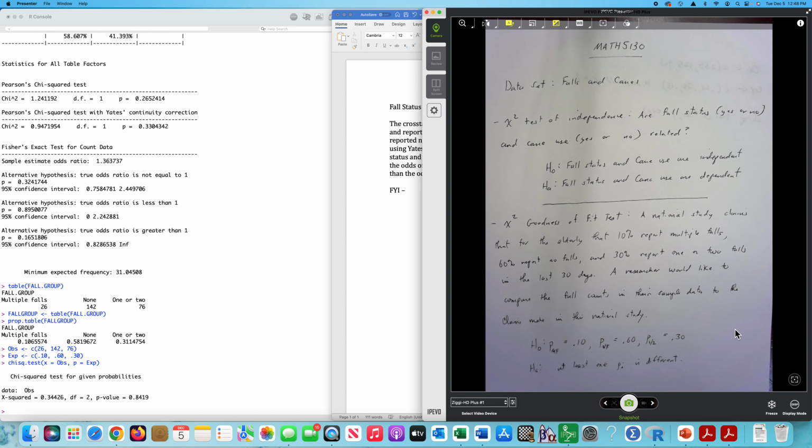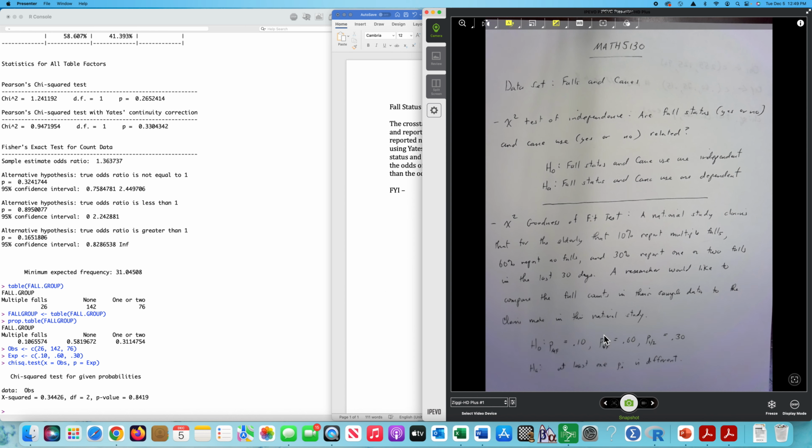So let's shift gears to the chi-square goodness of fit. Let's say that some theory or national study claims that for the elderly, 10% report multiple falls, 60% report no falls, and 30% report 1 or 2 falls. Multiple falls would be 3 or more in this context, and these reports are within the last 30 days. So a researcher would like to compare the fall counts in this sample data that I have in R to the claims made in the national study.